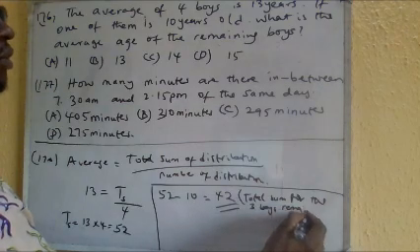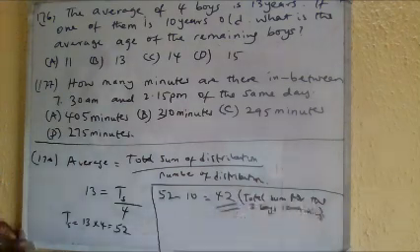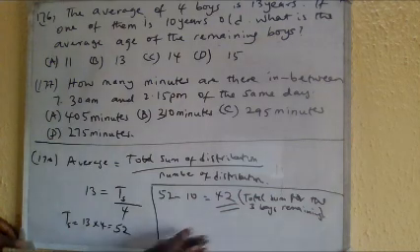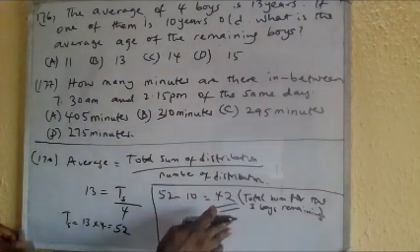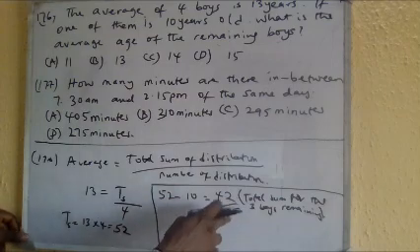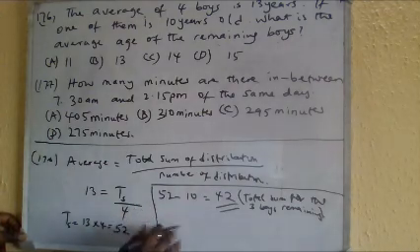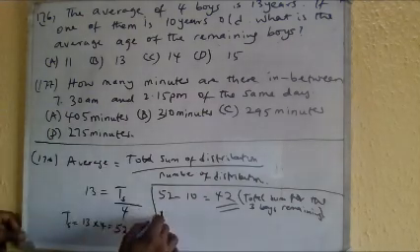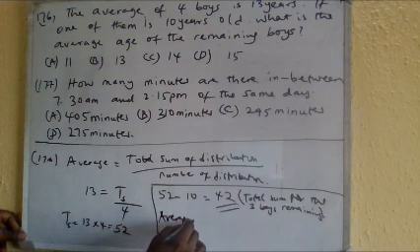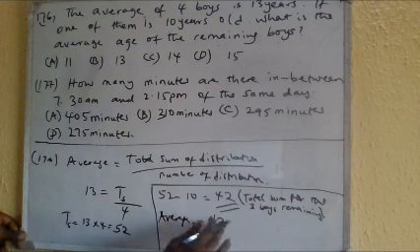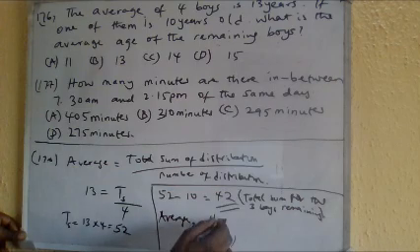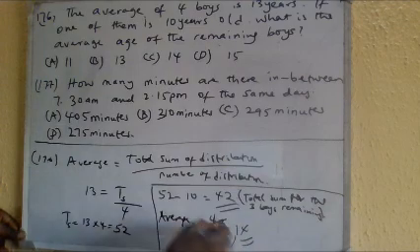Okay, so I've gotten this one now. If we have 42 as the total sum of the 3 boys remaining, the average for 3 is equal to 42 over 3. So 3 here 1, 3 here 1 into 12 is 4. So the answer is 14. 14 is the average of the remaining boys.